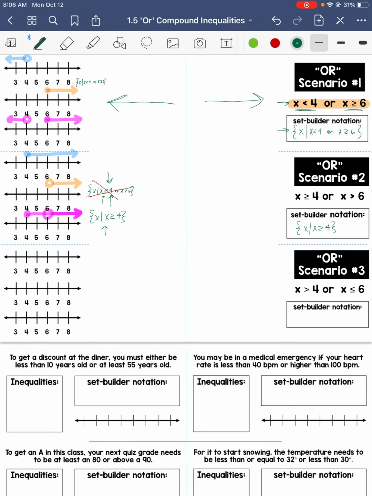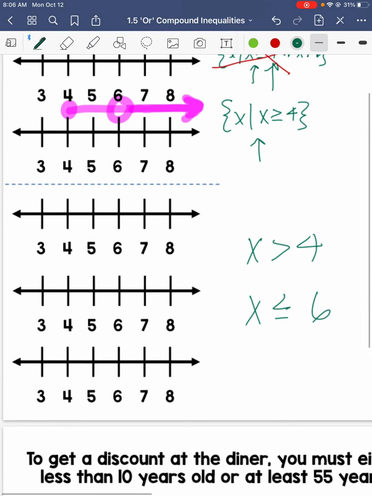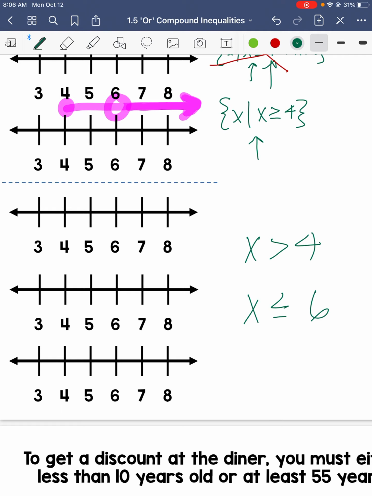Okay, so let's graph this one first and see what we have here. Okay, so let's graph the top one. X is greater than 4, so open circle at 4. We're going bigger this way. Okay, the second one, x is less than or equal to 6, so closed circle over 6, going to the left. And it looks like we're overlapping here.